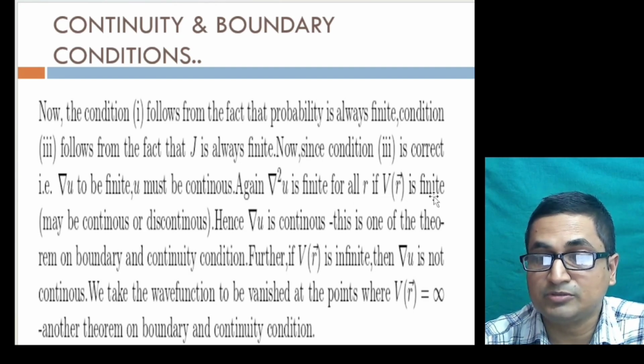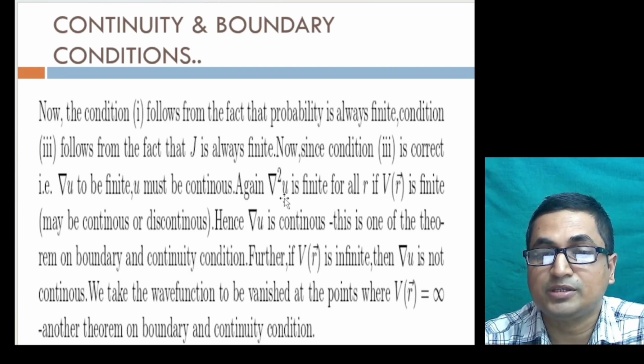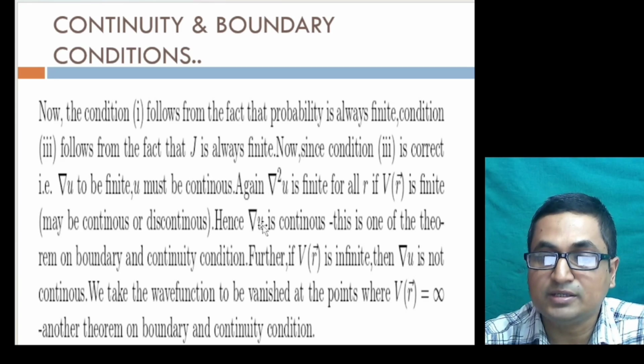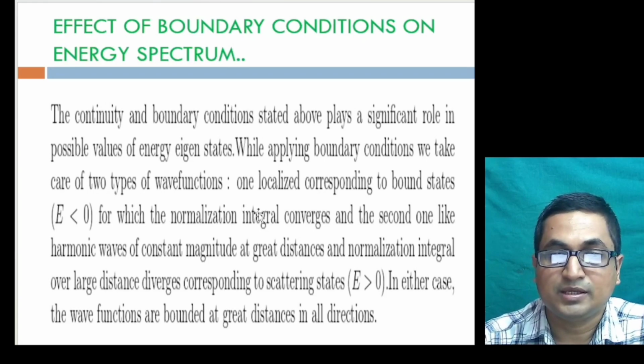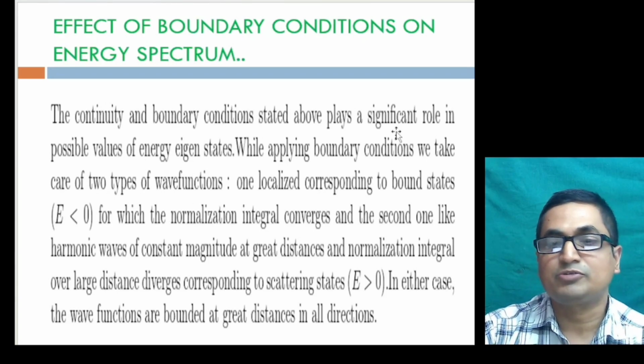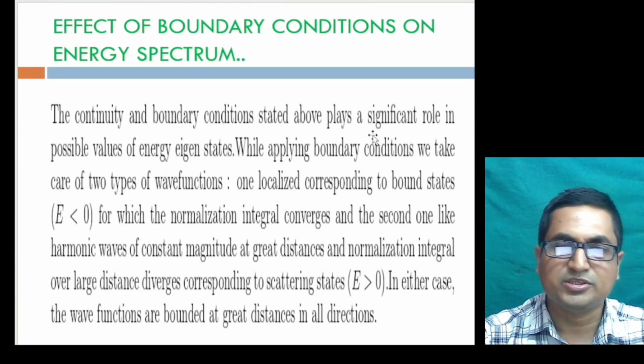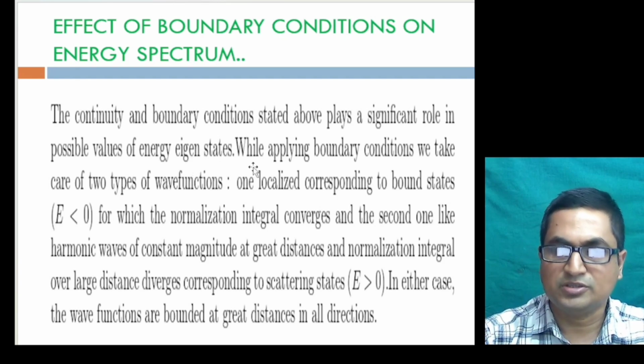In case the potential is not finite, this quantity is not finite. Del squared u is not finite, and then this is not continuous, and our condition number 4 goes away. And all these boundary and continuity conditions play a very significant role in the energy states also.